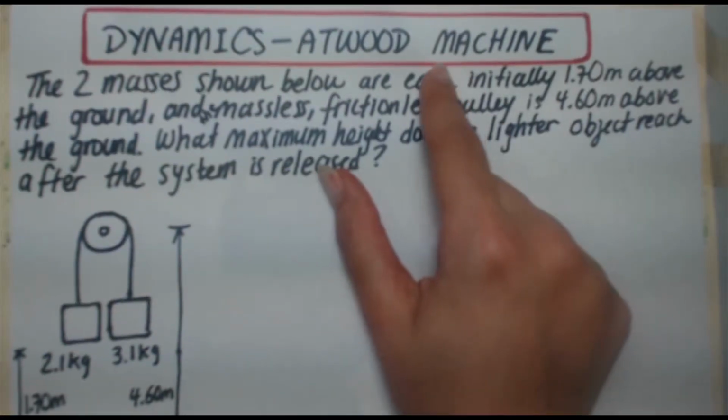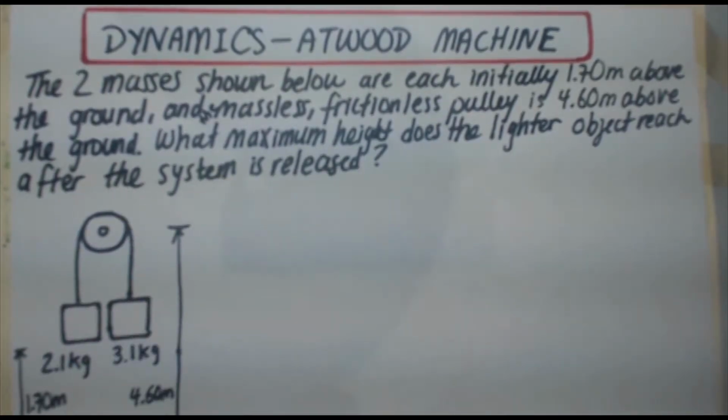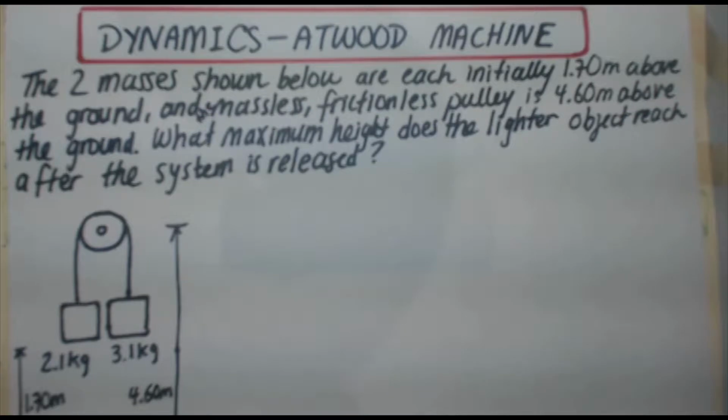An Atwood machine is a system where you have a pulley, a string under tension, and a block connected to each end of the string, and there's some sort of acceleration happening in the system. Now, this is a multi-step problem. It is a bit long, but I guarantee you if you just follow the steps, break the problem up into simpler parts, and just follow along, it's actually not that bad.